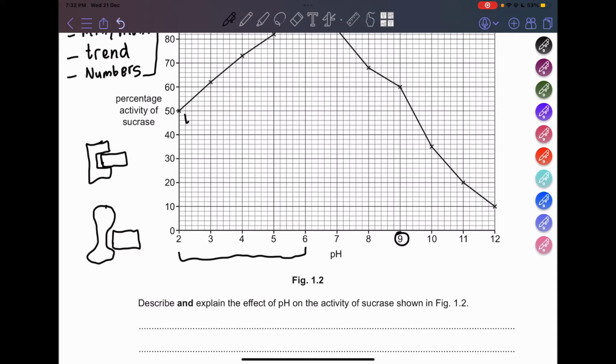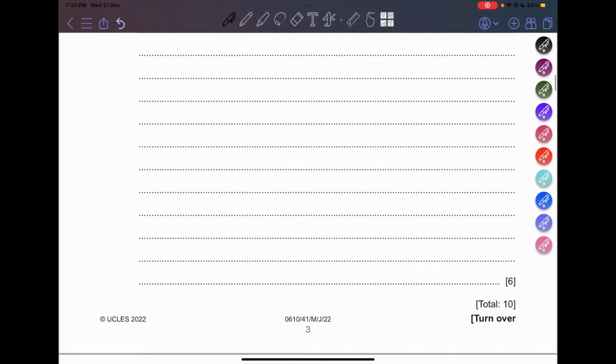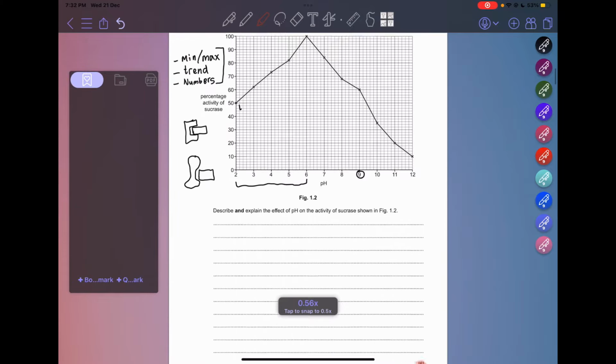So you can mention any of the points that I have mentioned now, and this is a very long question. It is 6 marks, so make sure to focus on it and solve it well.